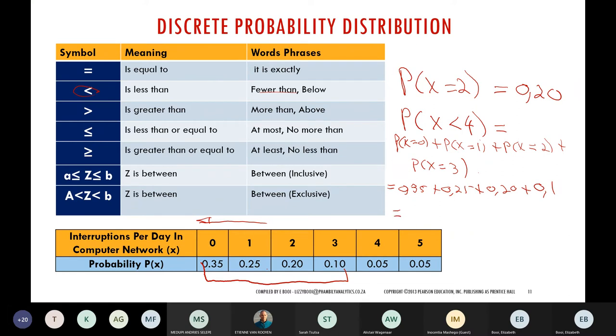0.9, 0.35 plus 0.25 plus 0.20 plus 0.1. And what is the probability? 0.8. That will be 0.9. 0.6 plus 0.27. Oh, yeah. What is the answer? You are all getting me different answers.